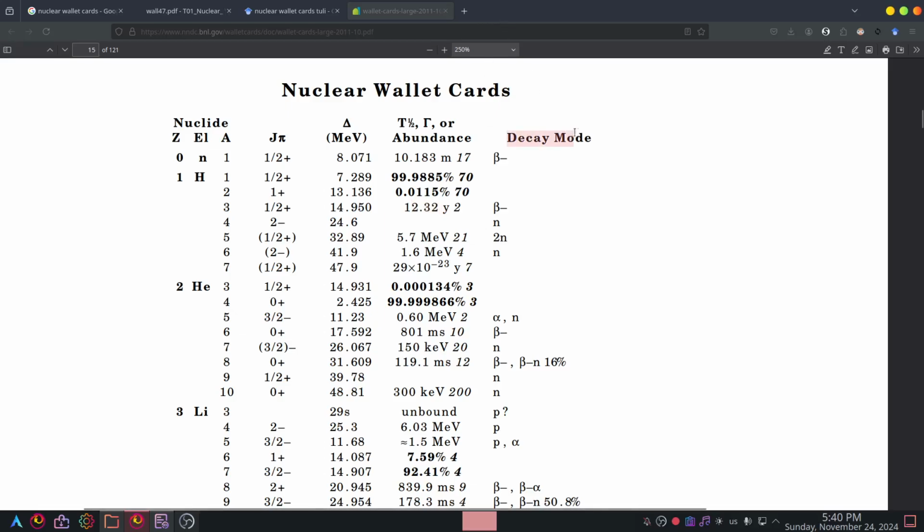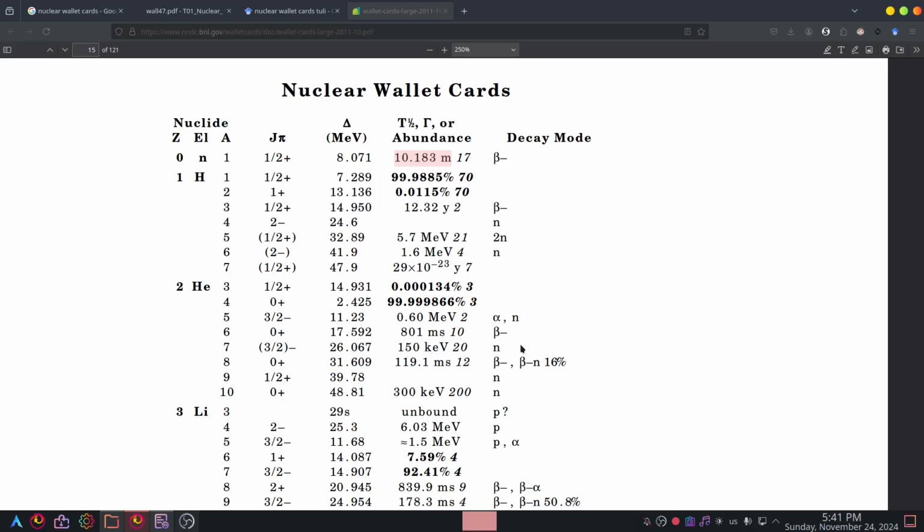The last column is decay mode. That means if it's radioactive, how does it decay? As mentioned in previous videos, neutrons undergo beta minus decay. Tritium likewise undergoes beta minus decay. However, you can see the half-life is a bit different. Neutrons have a half-life of about 10 minutes-ish. Tritium has a half-life of 12.32 years.